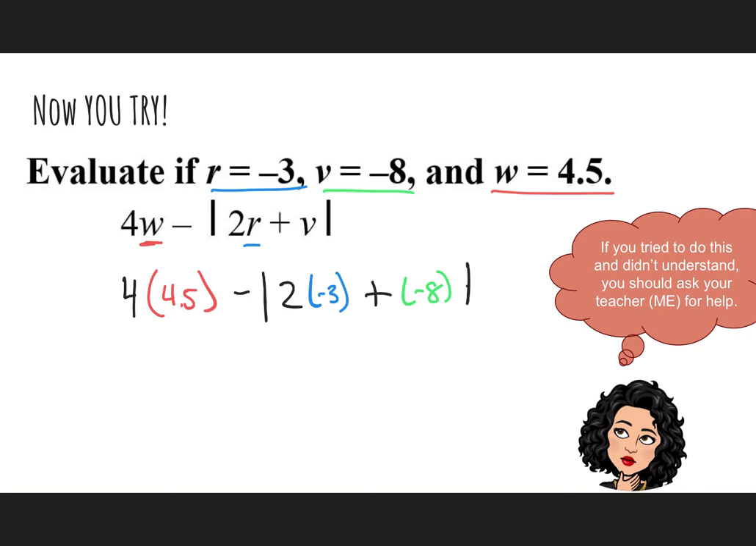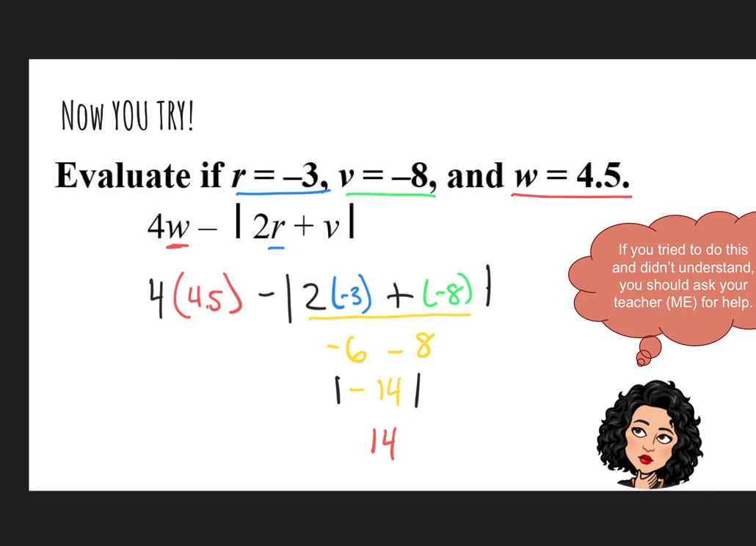My absolute value bars are grouping. So I'm going to do what's inside here first in my order of operations. So 2 times a negative 3 gives me negative 6. And then simplify that positive and negative. And then negative 6 minus 8 gives me negative 14. But then we have absolute value bars, so I'll have 14.